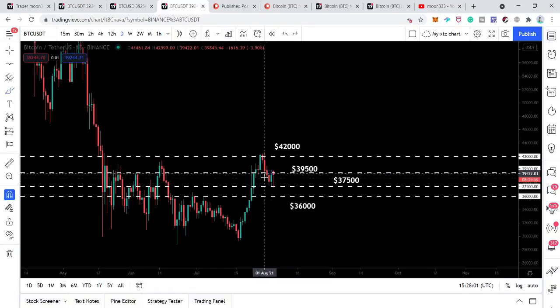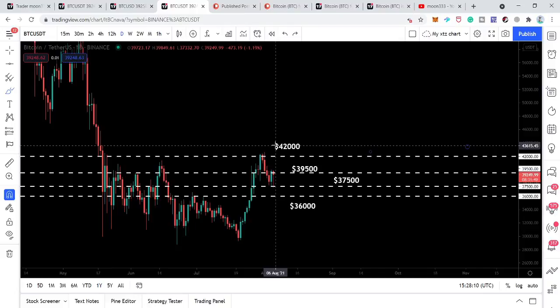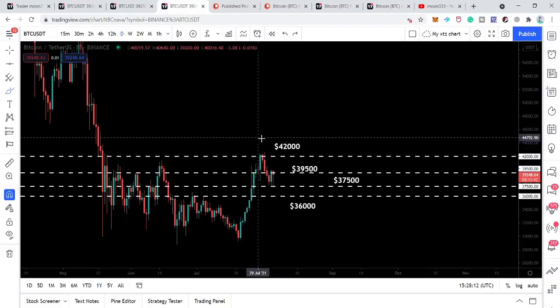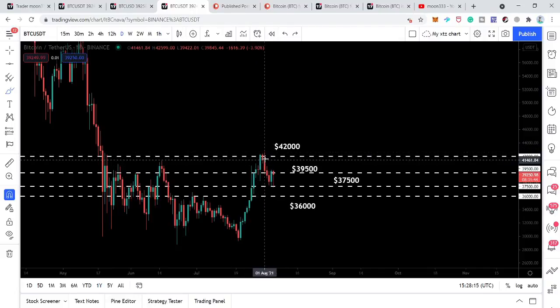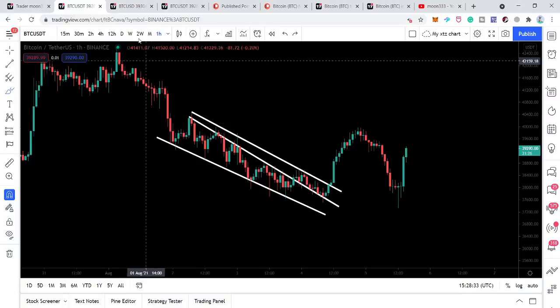because previously, even though we had a closing above $39,500, we also had a closing above $42,000 as well. But then the price action moved down to retest the $42,000 resistance as a support. It moved down and even broke down this previous support of $39,500 and moved here to the previous support at $37,500.